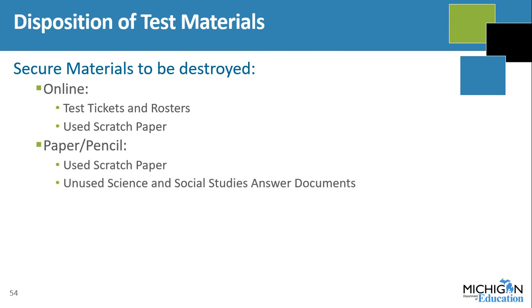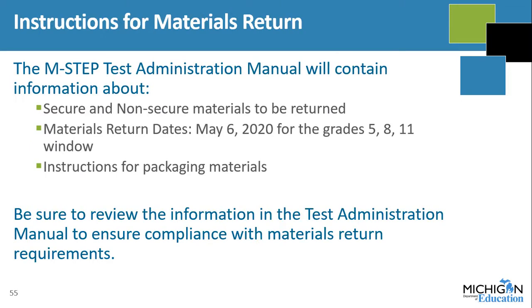Be sure to review the Instructions for Materials Return section of the M-STEP Test Administration Manual. The instructions for materials return are included in the manual and list which secure materials should be returned to the M-STEP contractor, what schools should keep, and what schools must destroy. Secure materials that need to be returned to the M-STEP contractor include all used answer documents, the orange special handling envelope, all used and unused test booklets, and any accommodated versions of the test.